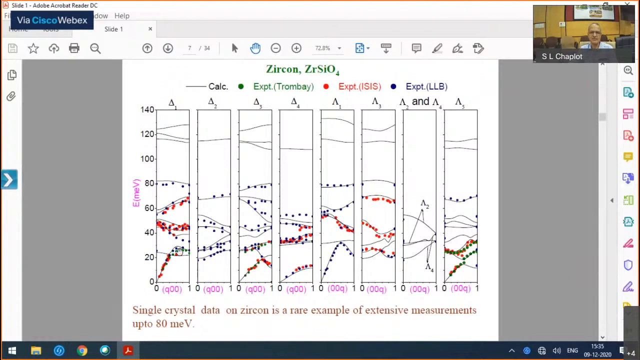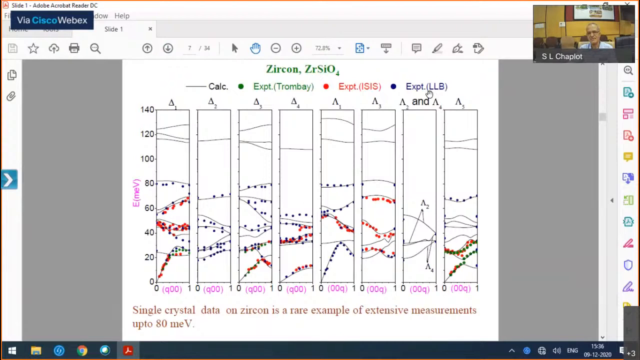Certain low energy phonons could be measured at the Bhabha Atomic Research Center in Trombay. Then based on that, the theory was developed or refined better. And then the next set of experiments were done at the spallation neutron source at the Rutherford Appleton Lab in the United Kingdom. So this is another set of data. And even that had some limitations. One could not really complete all the measurements because of specific reasons. We'll see what these might be.